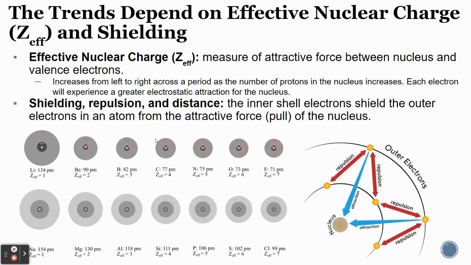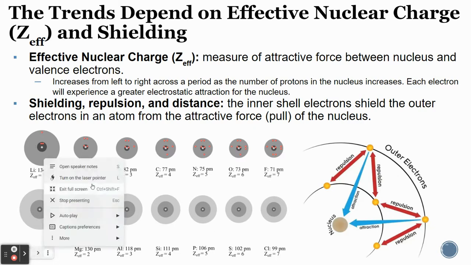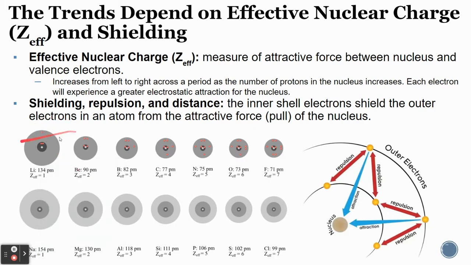So just to show you some examples of what effective nuclear charge does and what the shielding, repulsion, and distance does to one of the patterns. You might notice it here. So let's look at these atoms going from lithium to fluorine, from left to right on the periodic table. What you'll notice is, let's get our laser pointer here. Something's happening to the size of the atoms as you go from left to right, or the radius of the atom, I should say. Radius of the atom here. So when you go from left to right, you'll notice that we're getting smaller and smaller.